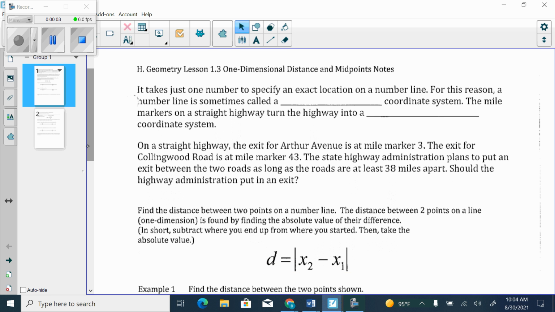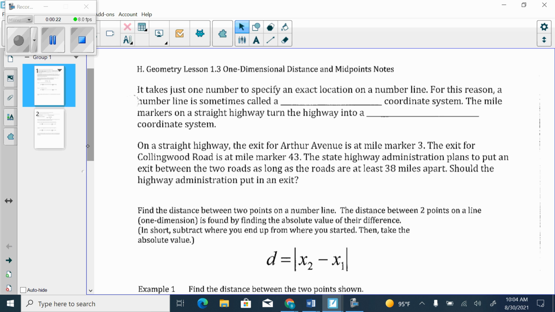Geometry lesson is going to be over one-dimensional distance and midpoint. So we're going to talk about distance first. This first little paragraph where we got some fill in the blank says, it takes just one number to specify an exact location on a number line.